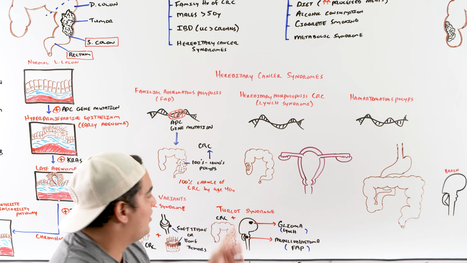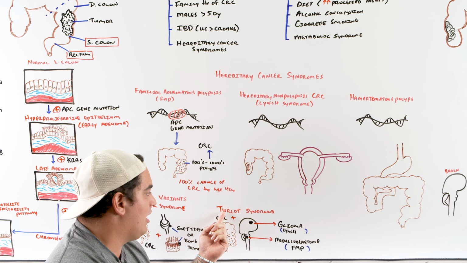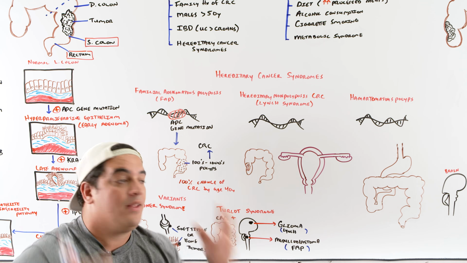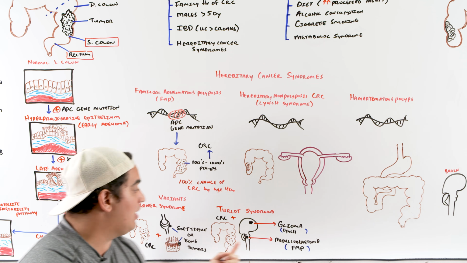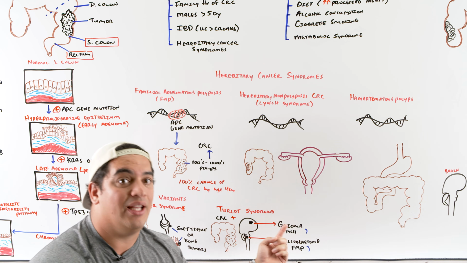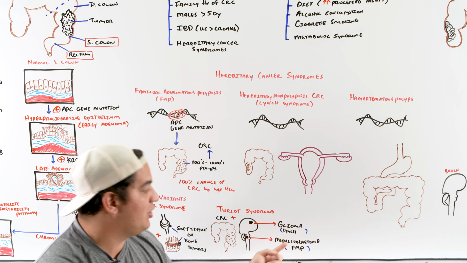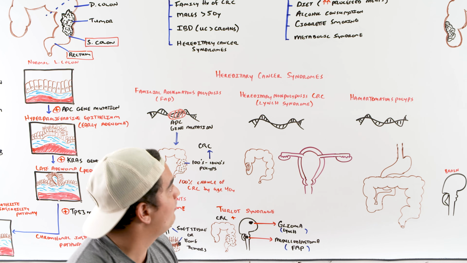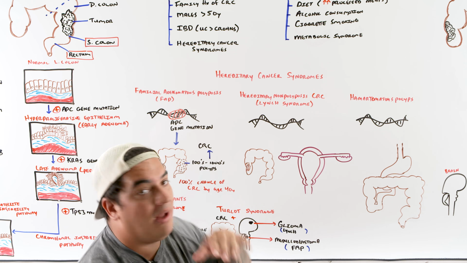I like to remember Turcotte syndrome. It's not to be offensive, but I think about turban. So you think about having a hat on the head or something like that. So you can think about brain tumors plus colorectal cancer. If it's a glioma on histology, it's Lynch. If it's a medulloblastoma on histology, it's likely FAP. All right? All right, now let's talk a little bit more about Lynch syndrome.